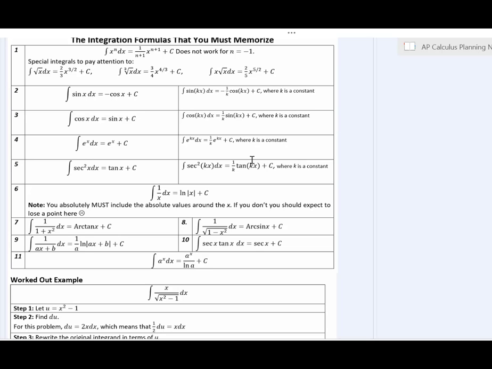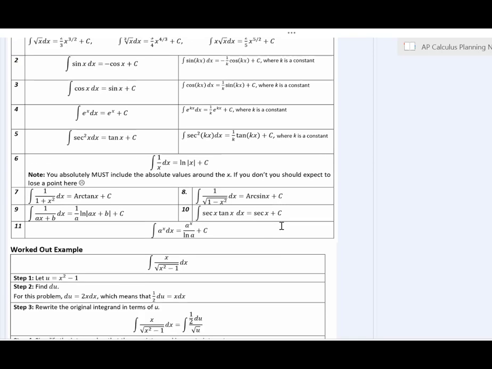I did make a note here. You must include the absolute values. If you're integrating 1 over x, you have to do the natural log of the absolute value of x. Just keep that in mind.